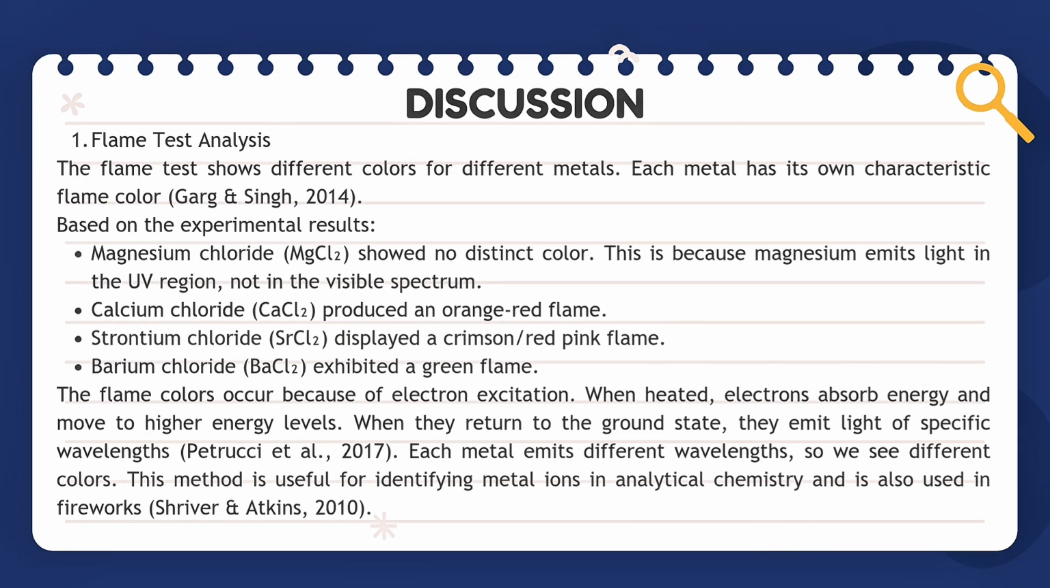state. When strontium chloride was placed in the flame, a crimson or red-pink color was observed. Strontium emits light at a longer wavelength than calcium, resulting in a deeper red color. Finally, barium chloride produced a green flame. This green color is characteristic of barium and is commonly used in fireworks to create a green effect. Overall, this flame color occurs due to electron excitation. Heat energy promotes valence electrons to a higher energy level, and when they fall back to a lower level, they emit light of specific wavelength unique to the metal ion.